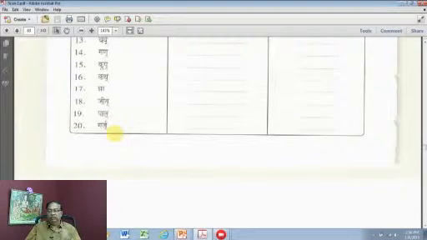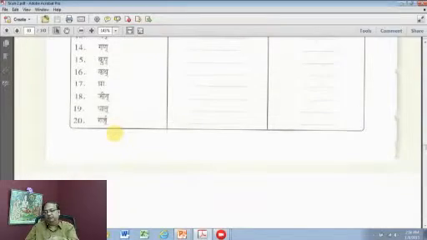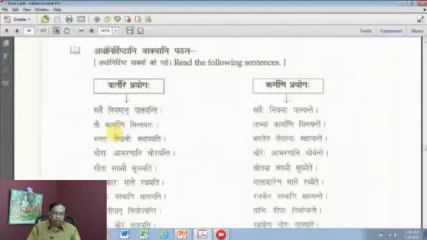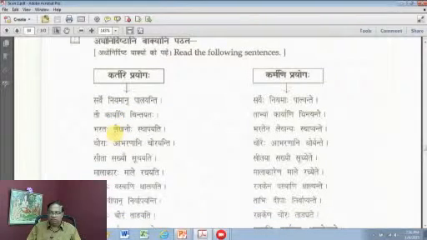Everywhere you put yate, which is given on the same page. We move on for more observation. Now you read the sentences given below and try to understand this.